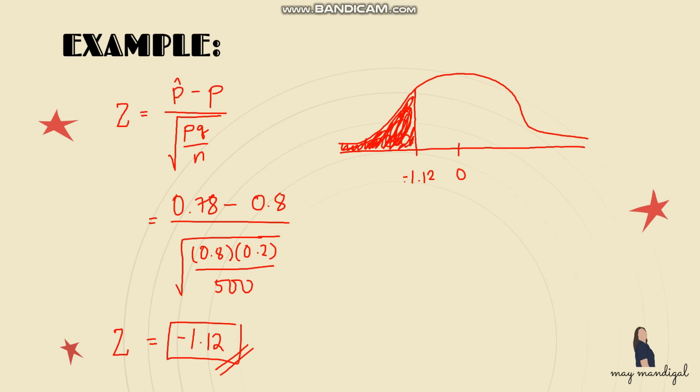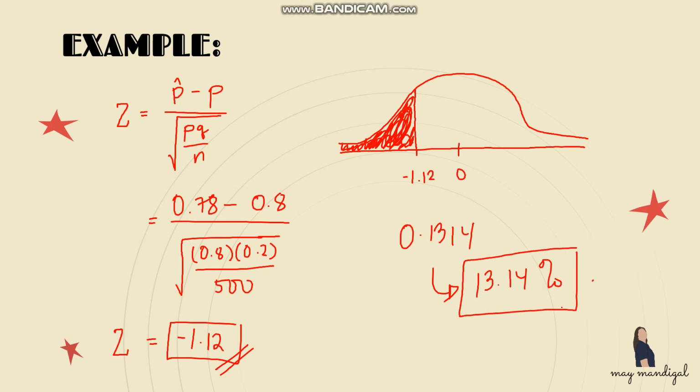So you just have to look at your z-table and look for the area of negative 1.12 that will give us the probability. So that is 0.1314, and if we just convert this into percentage, that is 13.14%. So that is now the probability that the proportion that we will get from our sampling distribution will be 78% or less.